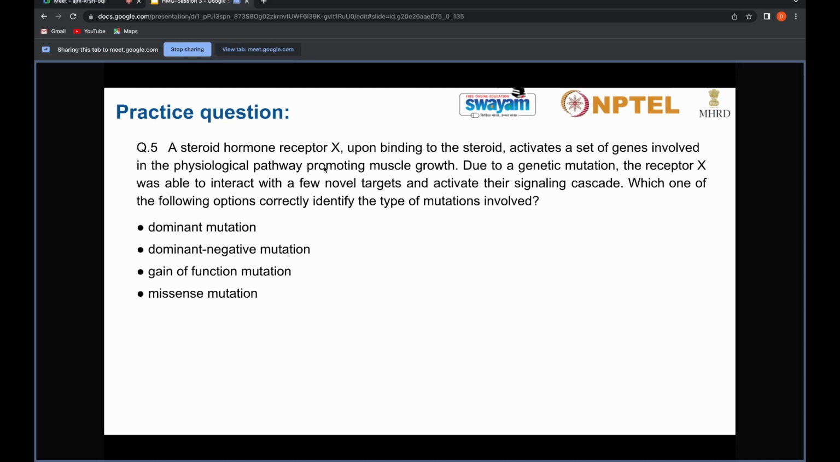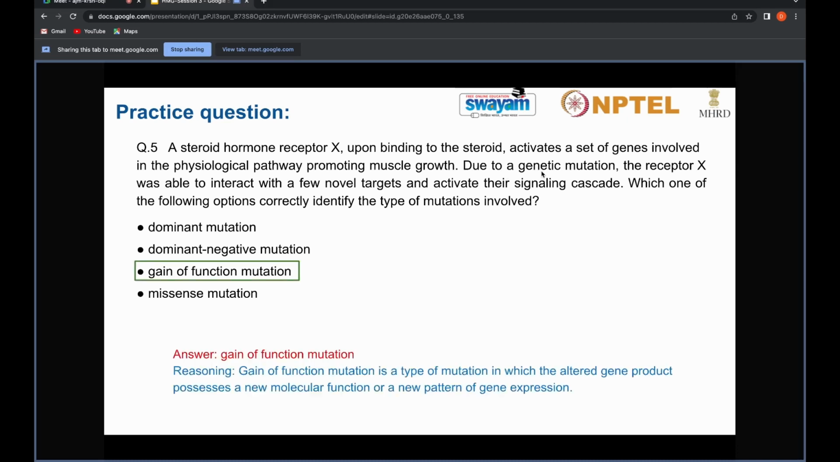It's very clear here, they have already mentioned that a steroid hormone receptor X, when it binds to the steroid, activates some set of genes involved in some pathway. So it's quite clear that some activation of function is going on. So the correct answer will be option C, that is gain of function. And why gain of function? Because the altered gene product possesses a new molecular function or a new pattern of gene expression. Here it is also promoting muscle growth and activating a set of genes, due to which it is a gain of function mutation.